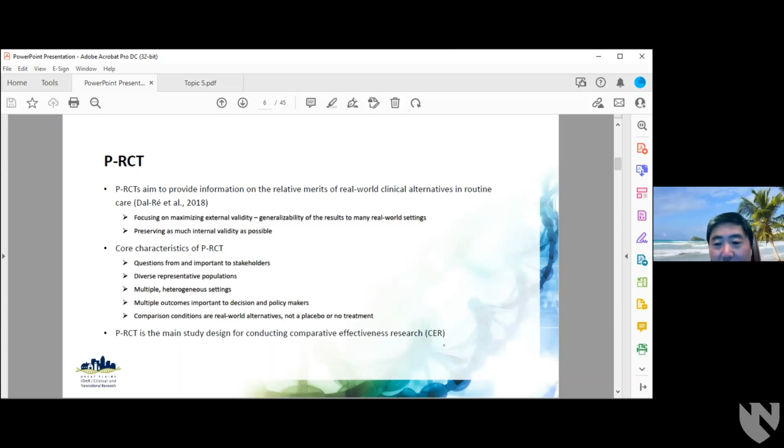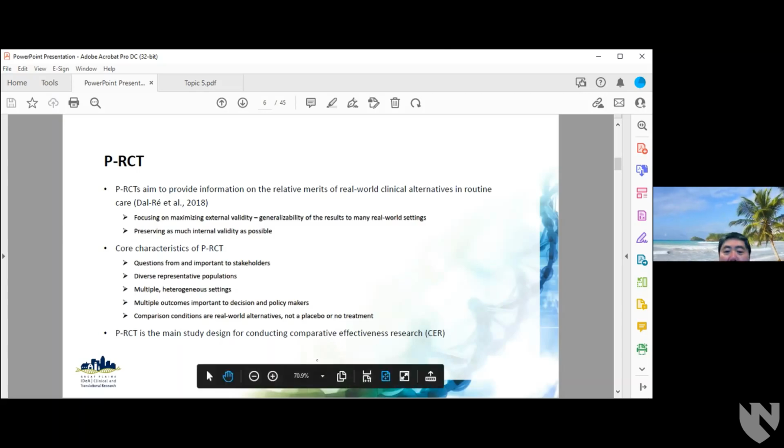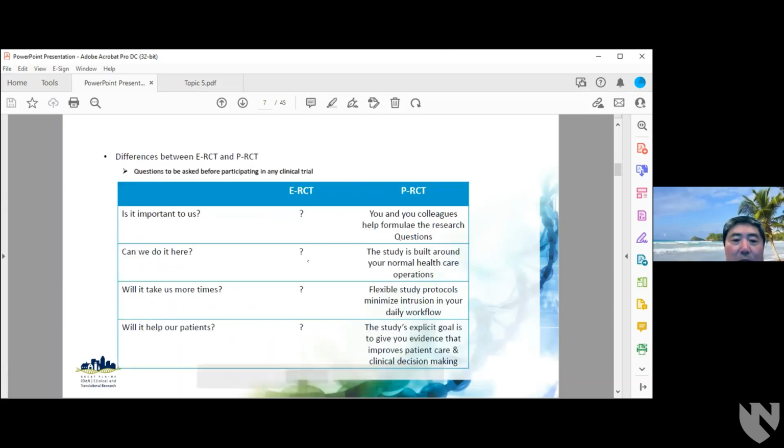PCORI and NIH try to promote those types of research as well. So basically, to demonstrate efficacy in comparative effectiveness research, if you're thinking about a randomized clinical trial, generally that's going to be the pragmatic trial, okay? All right. So now let me briefly give you some differences between ERCT and PRCT.